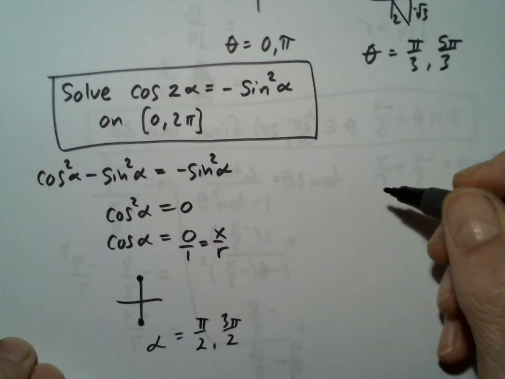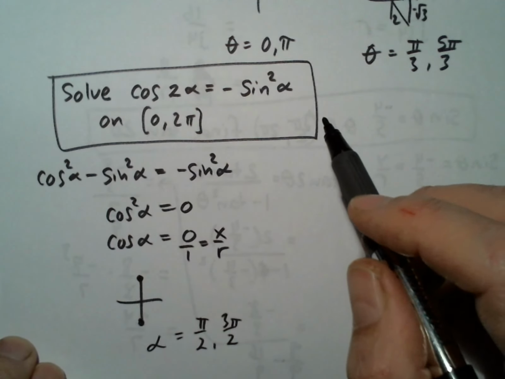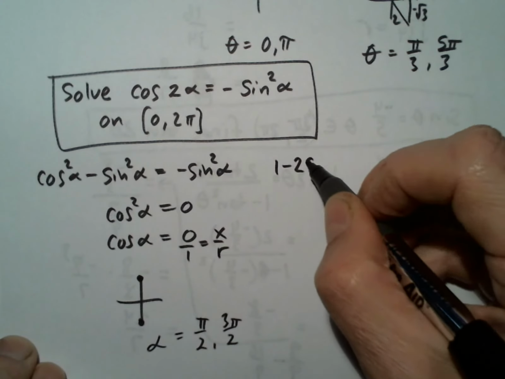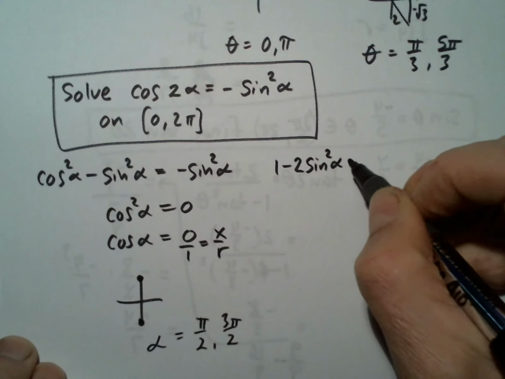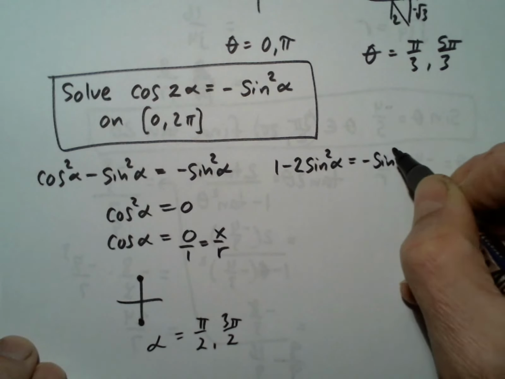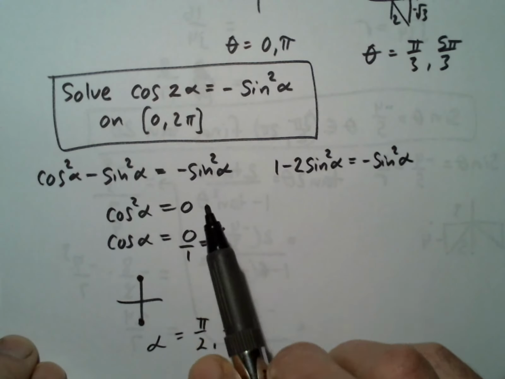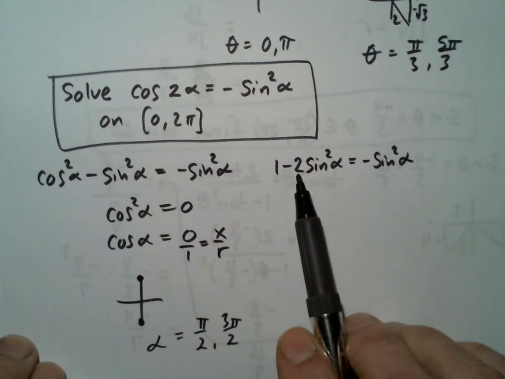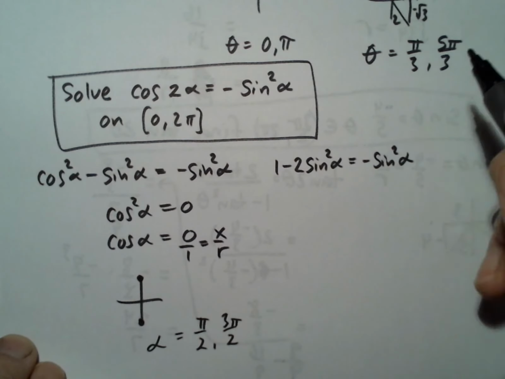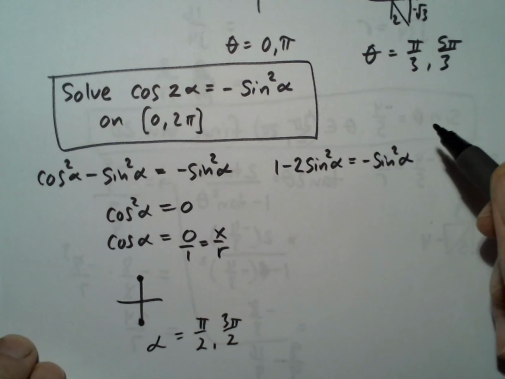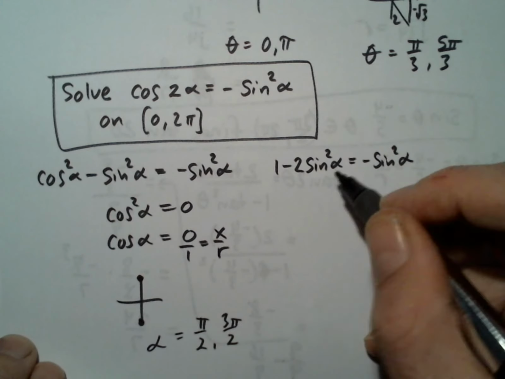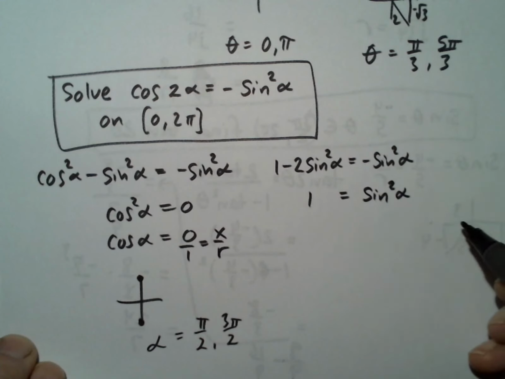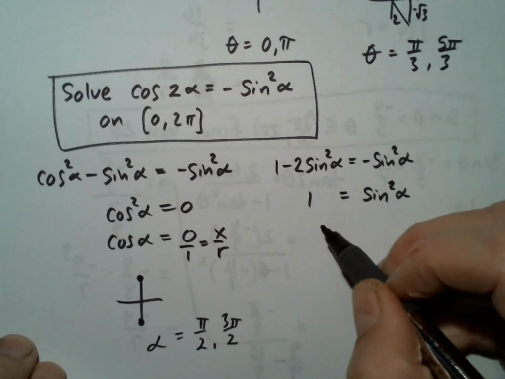Okay, but we have variations of this formula. And we can write it as 1 minus 2 sine squared. So we can rewrite this like this, or we can write it like that. And in this problem, let's add 2 sine theta to both sides. Square root.